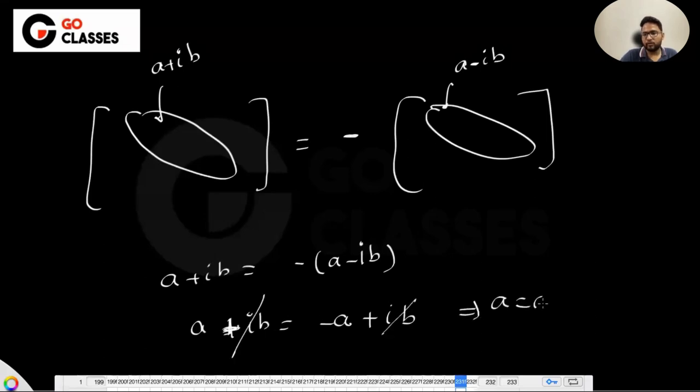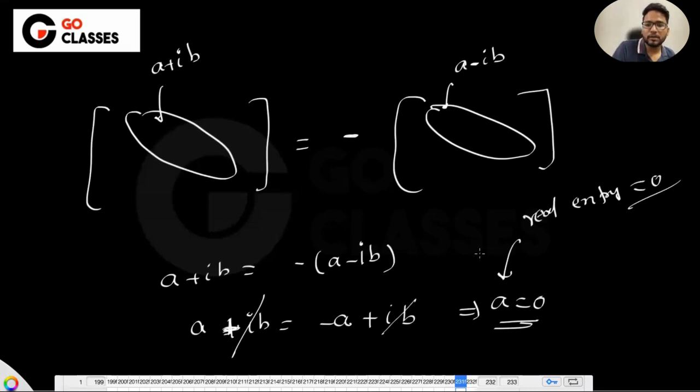From here you are getting a equal to 0, which means that for the skew Hermitian matrices, the real entry, which is a, is 0. So it is pure imaginary, which means you will be having a pure imaginary part in the diagonal. And pure imaginary means you can have 0, you can have ib. I mean, 0 is also pure imaginary. 0 is both pure real and pure imaginary. 0 exists in both places because a and b could be 0.